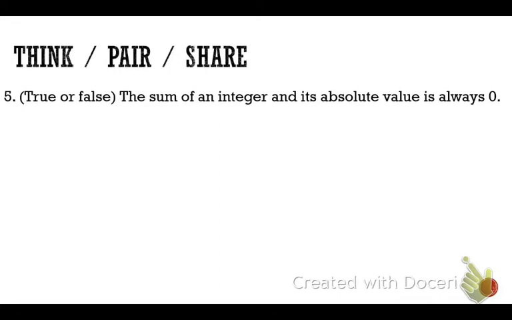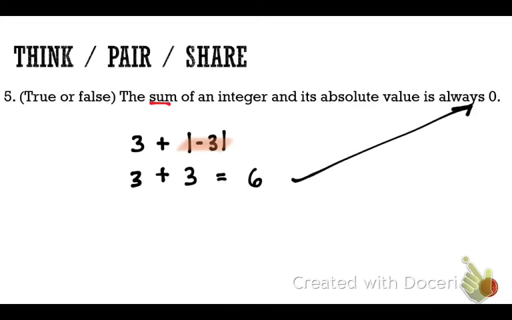So as I always say, true, false, give yourself some numbers to plug in. The sum, remind me again, guys, what does sum mean? Adding. An integer and its absolute value, okay? So let's say an integer of 3 plus negative 3, okay? We could say the absolute value of negative 3. Guys, what is the absolute value of negative 3? 3. Regular 3. What's 3 plus 3? 6. So we have just proven it is not always 0. So what's the answer, true or false? False. The answer is false.